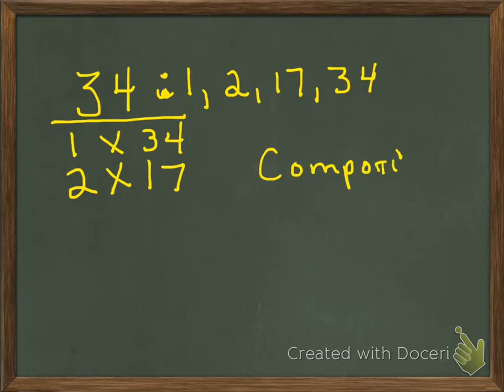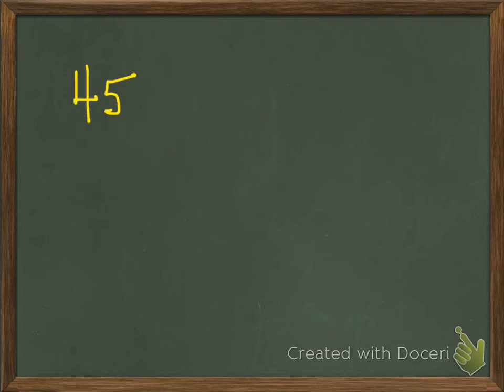All right, let's continue. Whoops, that's kind of a mess. Let's continue. How about 45? Let's see if we can come up with the factor pairs of 45. We certainly know that 1 times 45 equals 45.